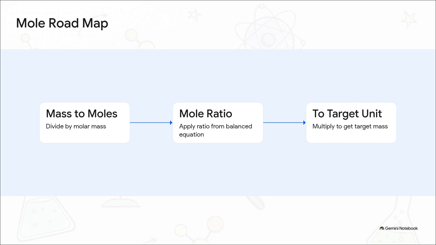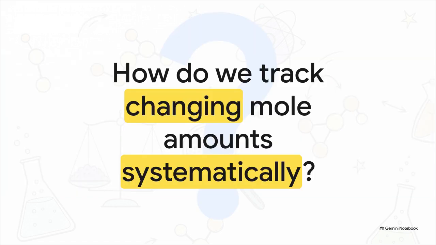Step 2, apply the mole ratio. This is where you grab those big coefficients from your balanced equation to find the ratio between your starting stuff and your target. And finally, step 3, convert those newly found moles into your target unit, which is usually done by multiplying by the molar mass of the new chemical to get grams. Easy as pie.